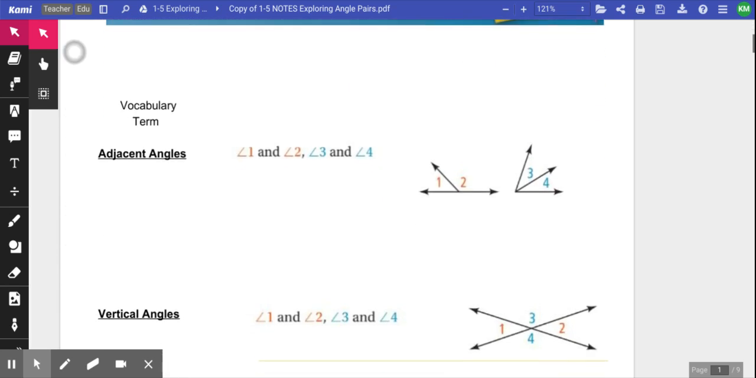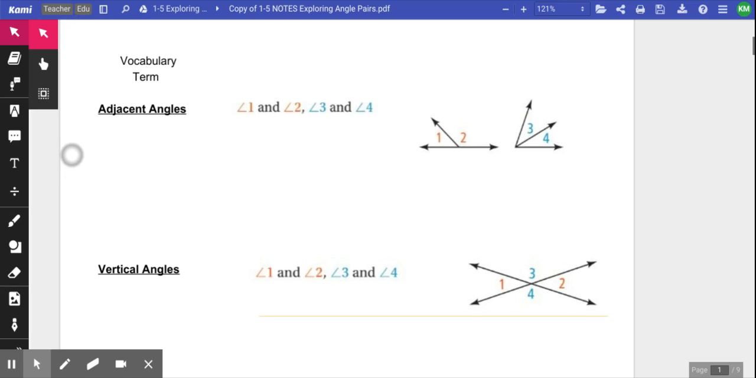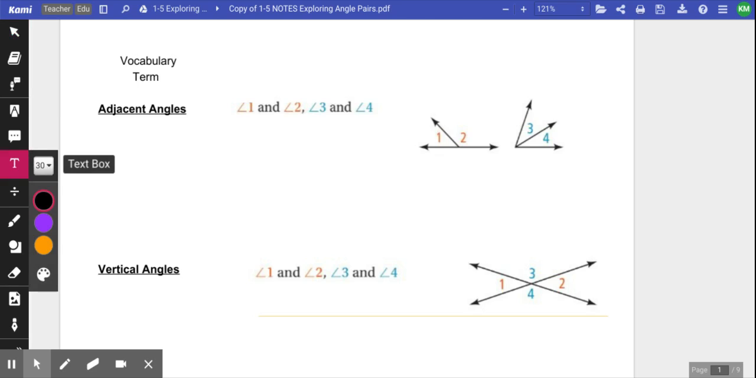So here it is. Before we actually get into dealing with relationships to find angle measures, we have to talk about the different terms that represent relationships. The first vocabulary term that we're going to talk about is adjacent angles. If you take a look over here, we have angle 1 and angle 2, and then angle 3 and angle 4. Angles 1 and 2 are adjacent angles, as are angles 3 and 4.